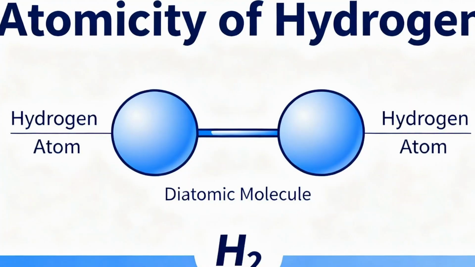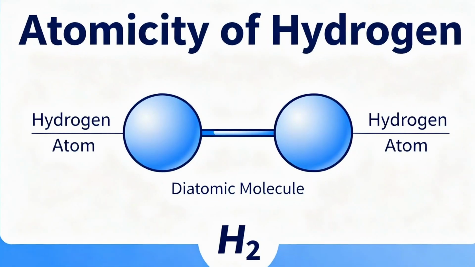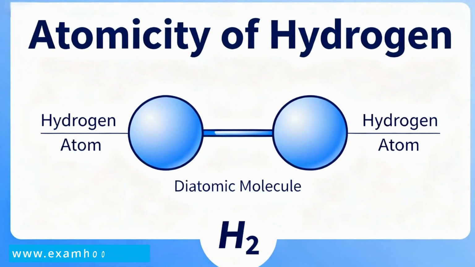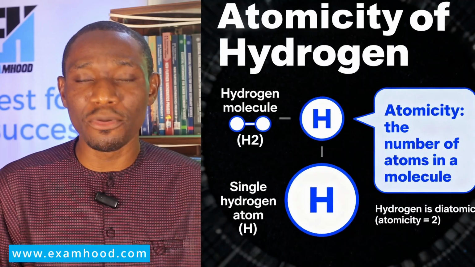Now we move to what we call atomicity. The number of atoms in the molecule of an element is called atomicity. For instance, the atomicity of H2 is 2, which is one molecule of what? Hydrogen.